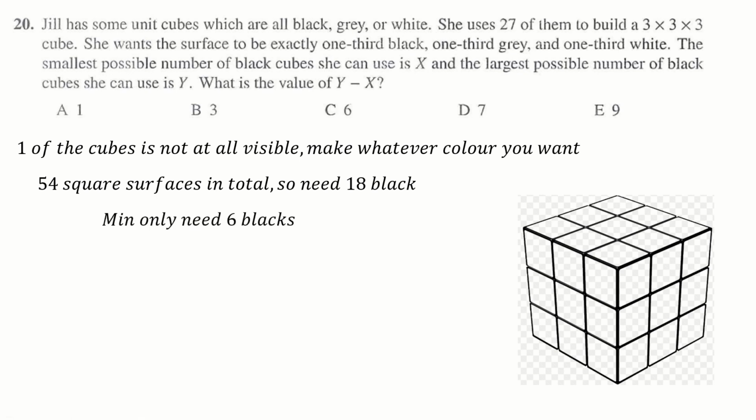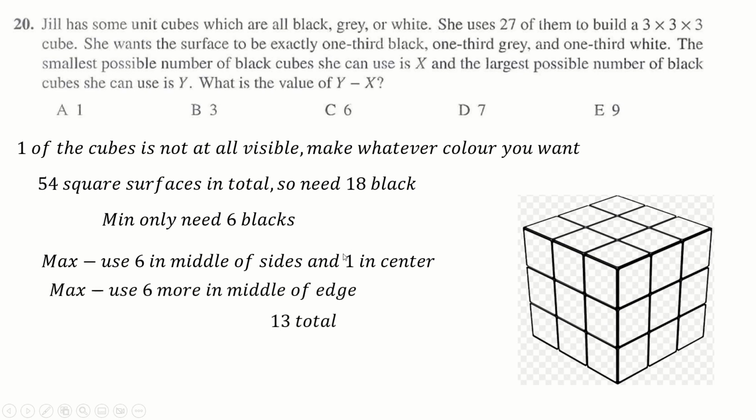So 6 blacks will be the minimum we use. If we want to use the maximum number of blacks, we'll put one right in the middle, and then we'll also make these ones black because they only contribute one side. So that's 1 in the middle and 6 in the middle on the edges here. That's going to be 7 black ones in total, and we only have 6 colored faces. And we need 18. So now we'll focus on these kind of ones, which donate 2. We need 6 more of those because 6 times 2 is 12. Add it to the 6 we've got before makes 18. So therefore 6 plus 6 plus 1 is 13 blacks as a maximum. Difference being 7.